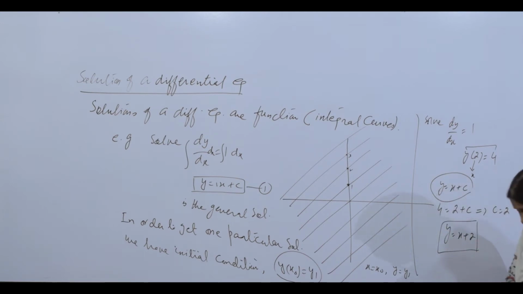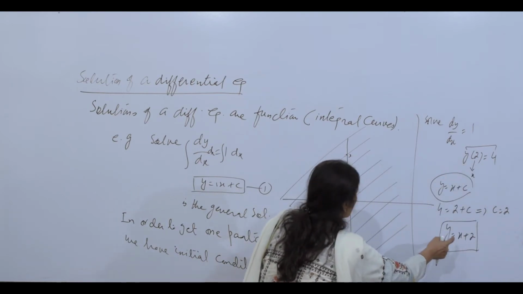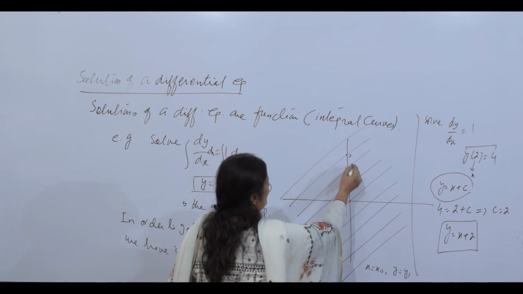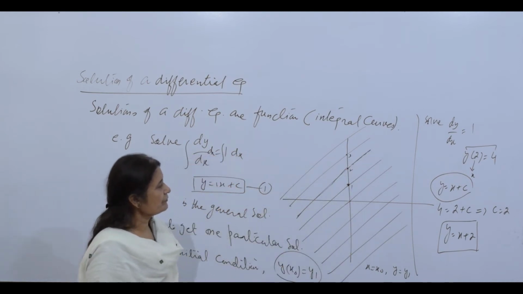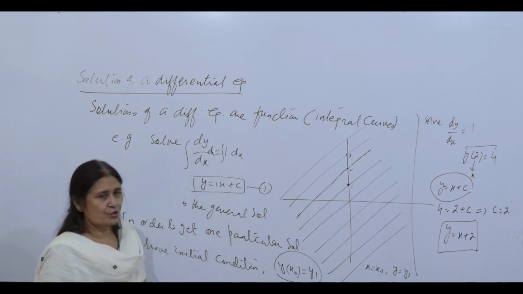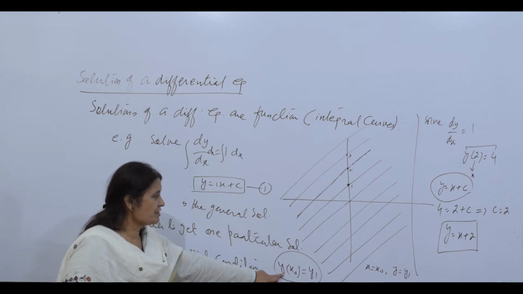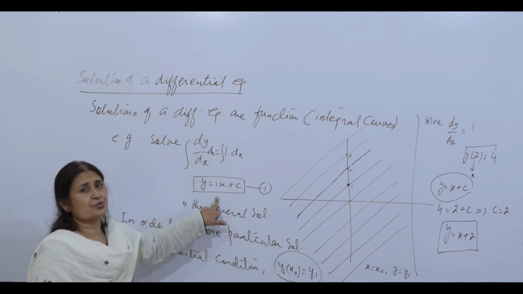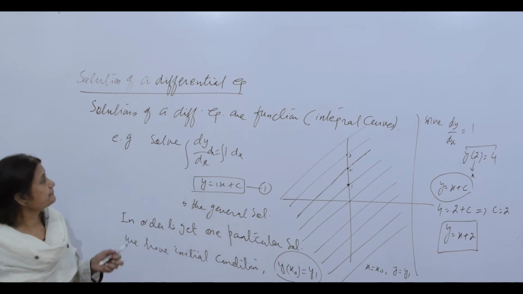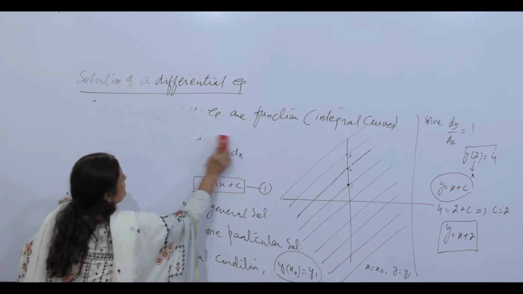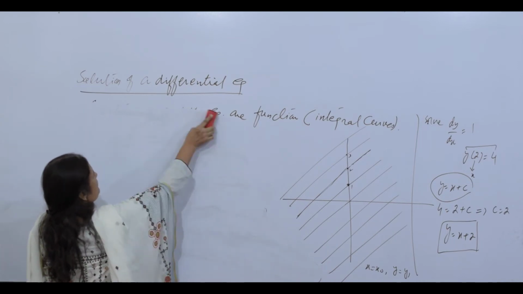It means when c is 2, you are getting only one line. This is one particular solution. This is the line whose y-intercept is 2. So in order to get one particular solution, you have an initial condition. If you do not have an initial condition, then you get the general solution, infinitely many curves or functions. So solutions are functions, or you can say these are curves.